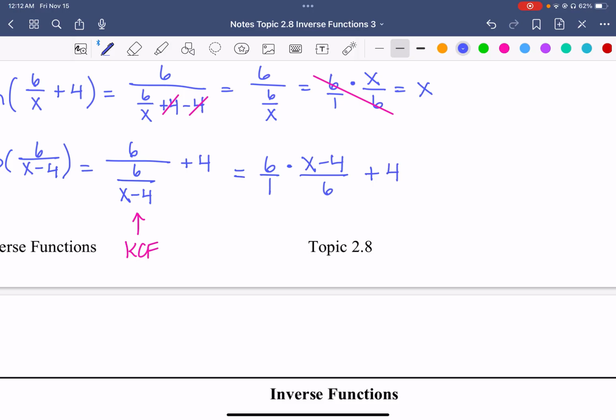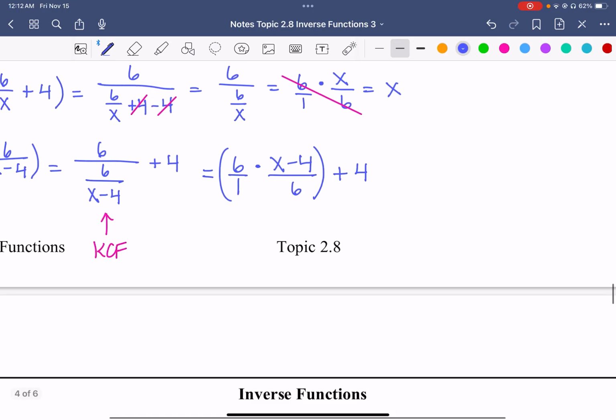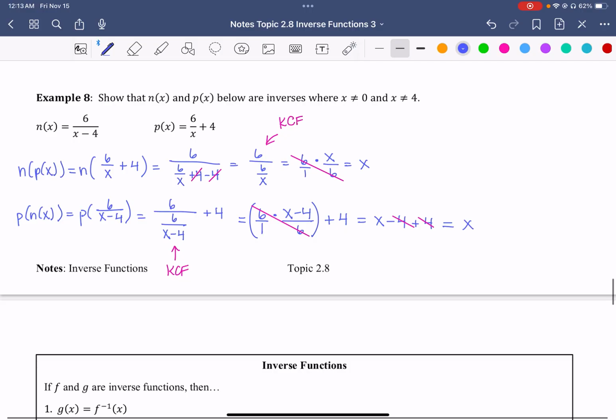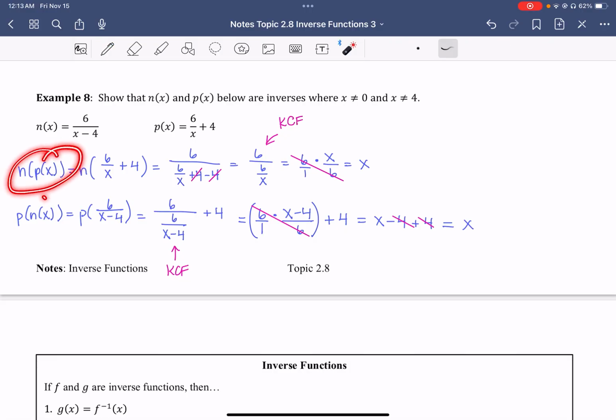Now, according to PEMDAS, we have to do multiplication before we do addition. So I first need to multiply these together before I add the 4. Okay? Now notice that these 6's here are going to cancel out. So I'm just left with x minus 4 plus 4, where minus 4 plus 4 equals 0. So we are just left with x. Okay, so that's how we can show that these two are inverses. When you compose them within each other, both of the answers end up being x.